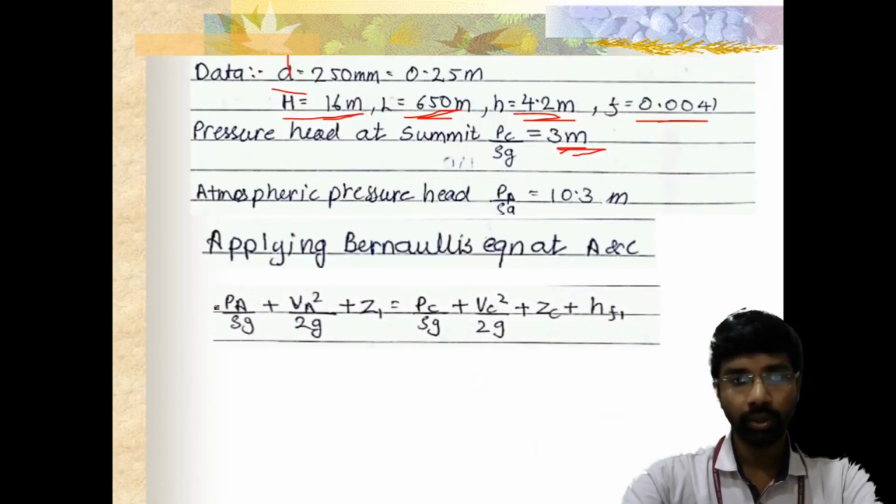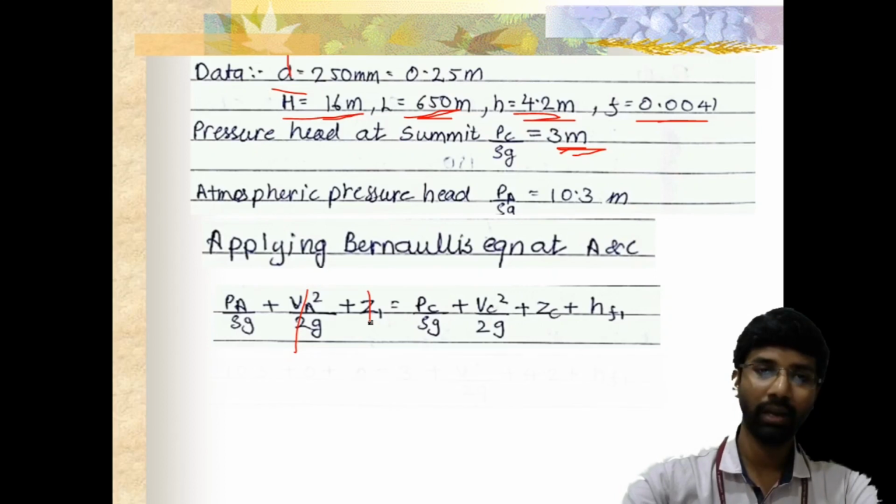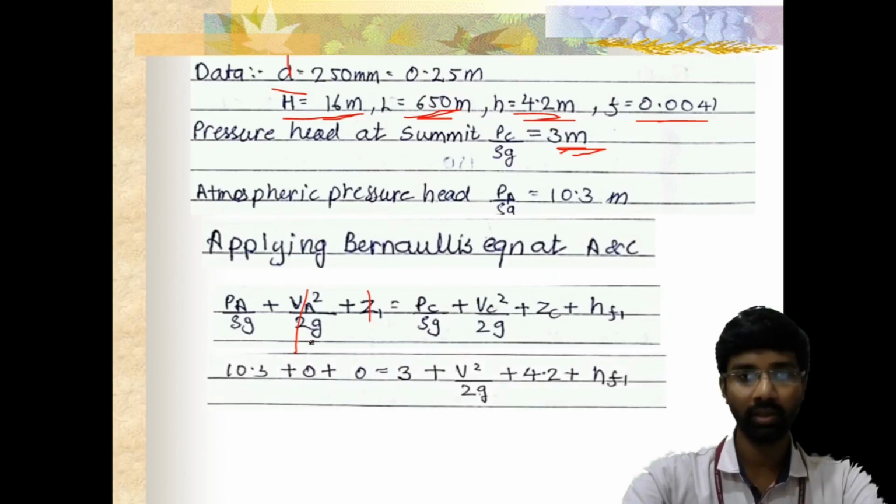Simply, we know that PA by W plus VA square by 2g plus Z1 is equal to PC by W, where W is nothing but rho g, plus VC square by 2g plus ZC plus HF1. Here, obviously you know the velocity and datum. We consider the datum as the reservoir level. Obviously the datum will become 0, and the velocity will also become 0 as there is no velocity at the surface point.